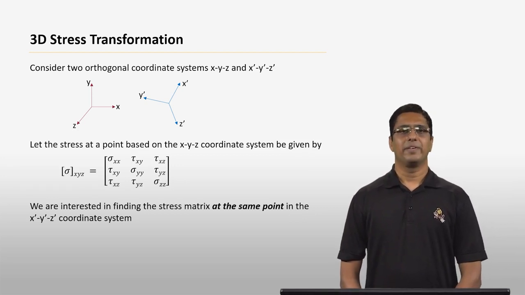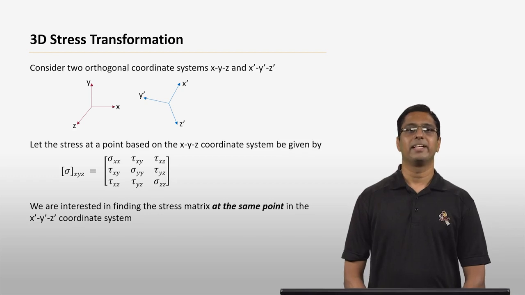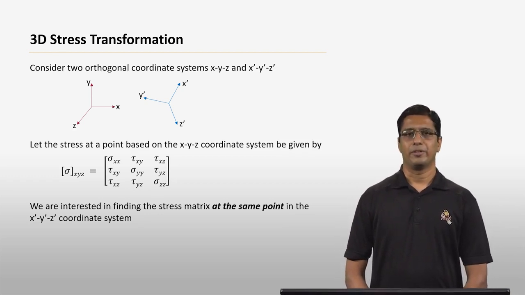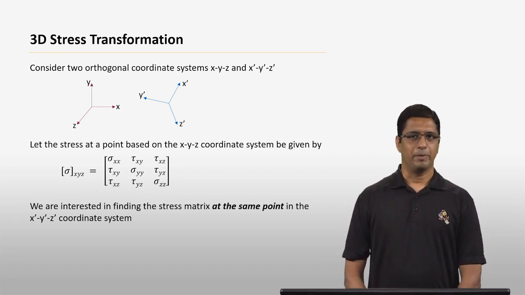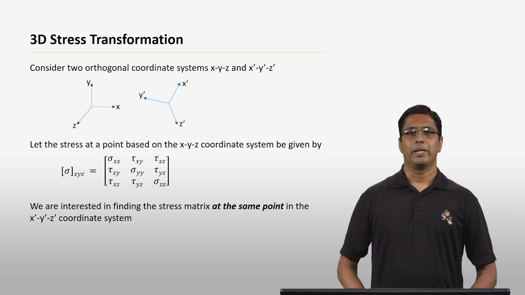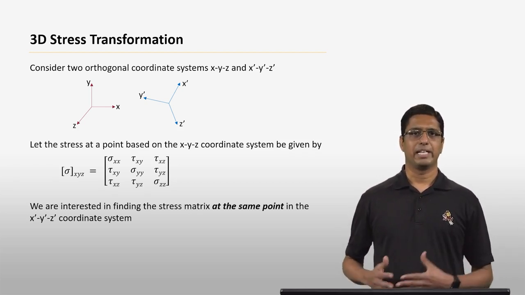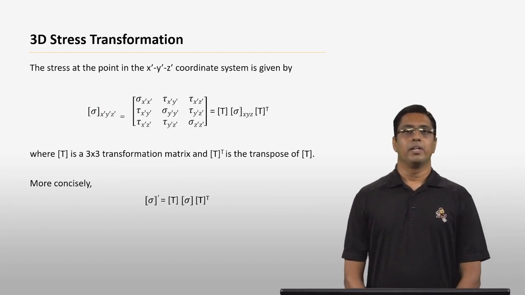Okay? And what we are interested in is finding the stress matrix at the exact same point, okay, but in the x prime, y prime, z prime coordinate system. This is something that I want to emphasize. We are not changing the point, we are not changing the body, we are not changing the loading conditions or the boundary conditions. We are looking at the exact same point, but we are just changing our reference axis from x, y, z to x prime, y prime, z prime. So how do we do that?